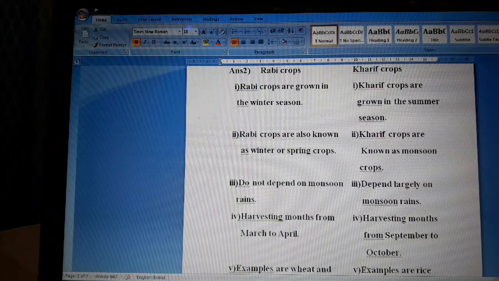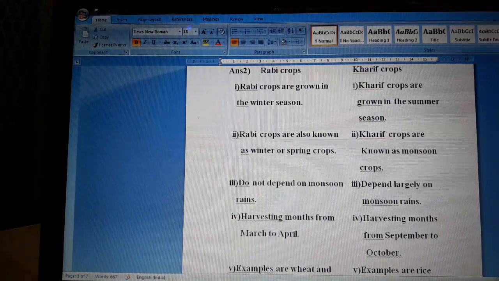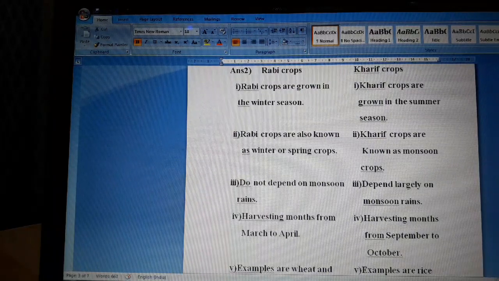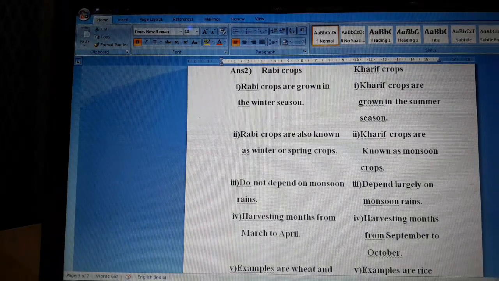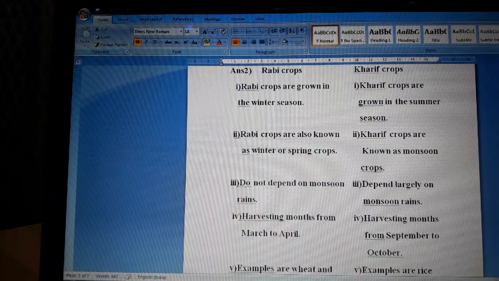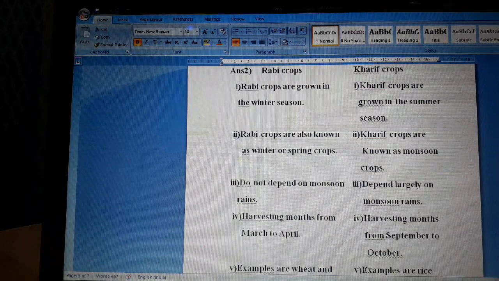Now, the harvesting months are from March to April. Harvesting means the process when the crops are cut and gathered. This is done in the month of March to April for Rabi crops. And for Kharif crops, the harvesting months are from September to October.